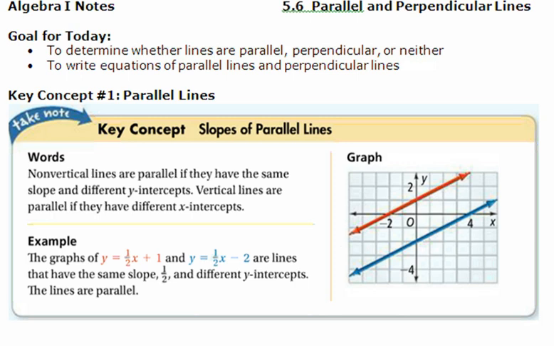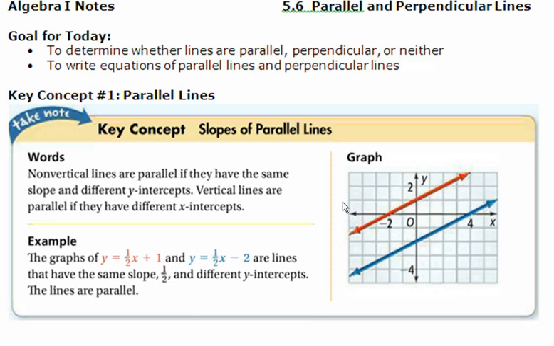Today we're looking at 5.6 parallel and perpendicular lines. Our goal for today is to determine whether lines are parallel, perpendicular, or neither, and to write equations of parallel and perpendicular lines. So the first thing we need to understand is what it means to be parallel.